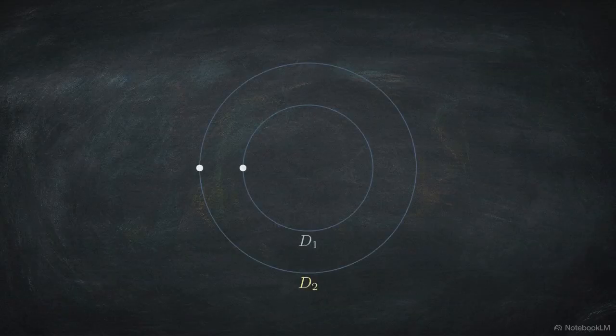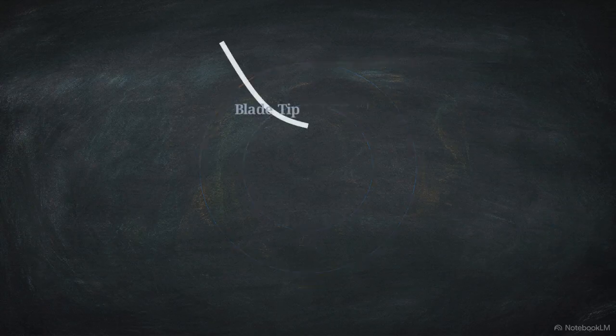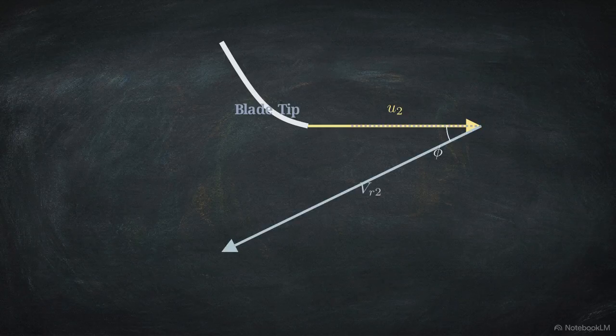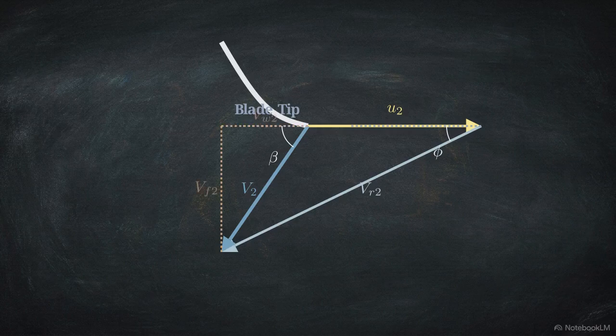Because the fluid is now at a larger radius, the metal blade tip here is moving significantly faster than it was at the inlet. The outer tangential velocity vector, u2, is drawn much longer than u1. The water exits as relative velocity vr2 at angle phi. Adding vr2 and u2 gives absolute exit velocity v2 at angle beta, which breaks down into outlet whirl velocity vw2 and flow velocity vf2. The size of this final absolute velocity triangle is critical.